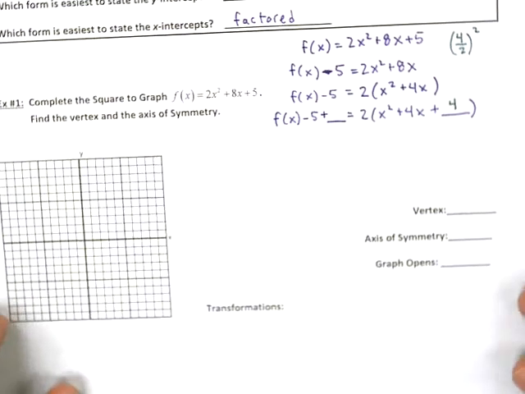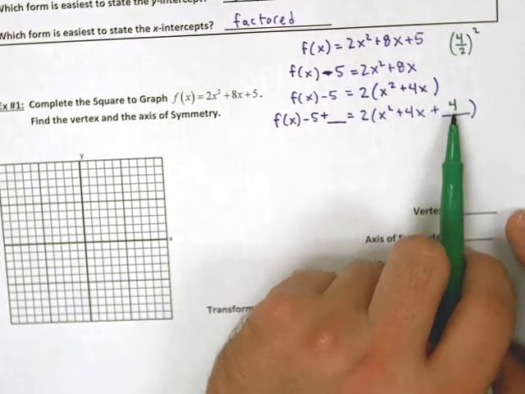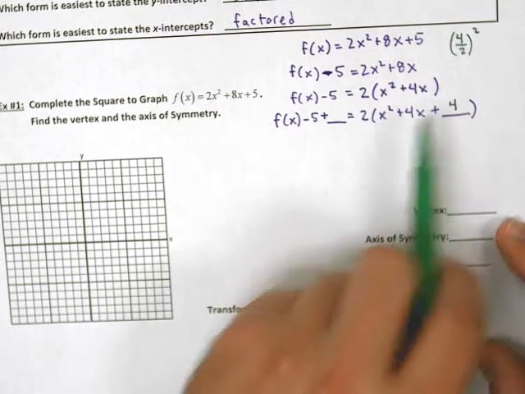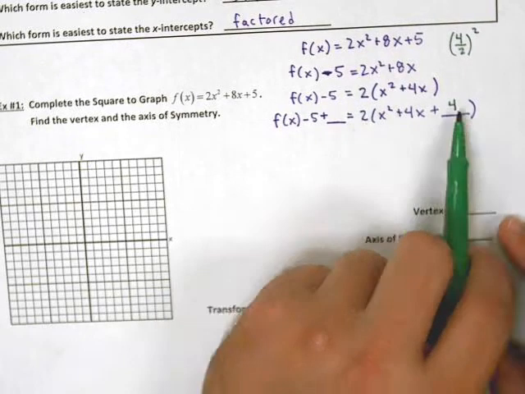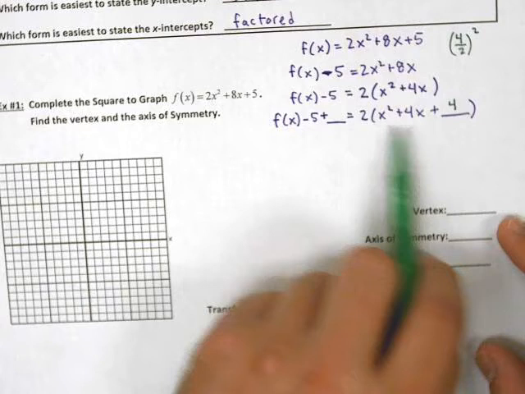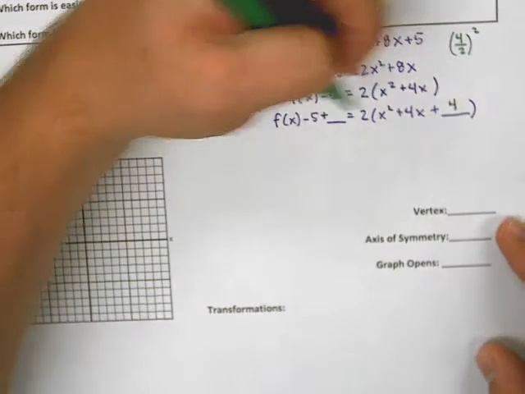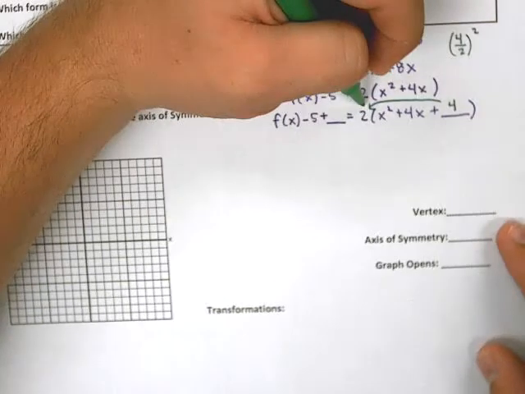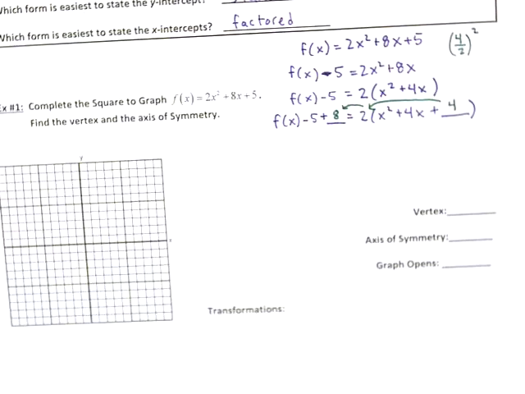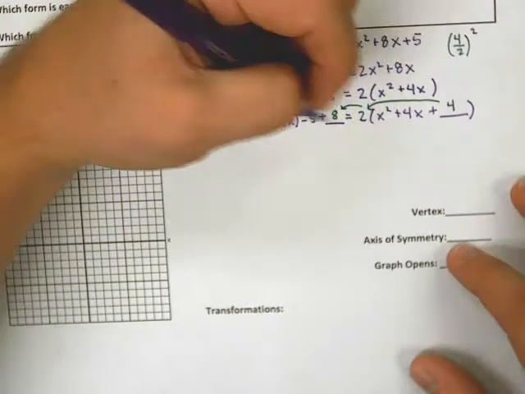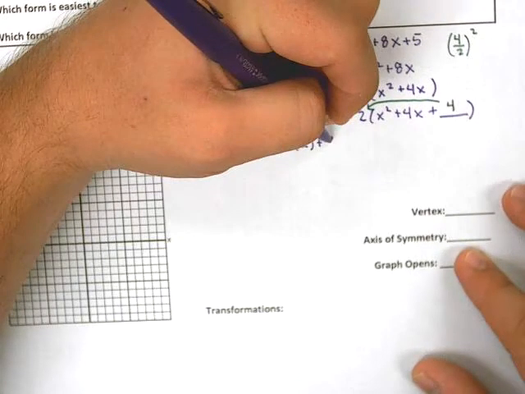Now, do not just blindly put a 4 right here. You have to be very careful. This 4 is being added, however, it is inside of parentheses, correct? It's technically being multiplied by 2. If I went and distributed, this would not be a 4, this would actually be 8. So that means I have to put 8 on the other side. Now I can continue. Well, this is f of x, what do we have, plus 3.